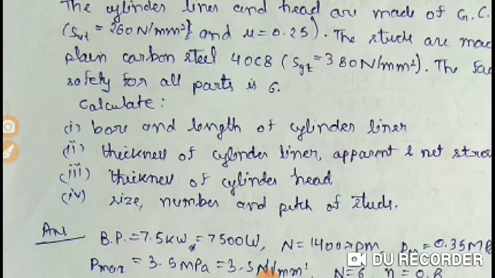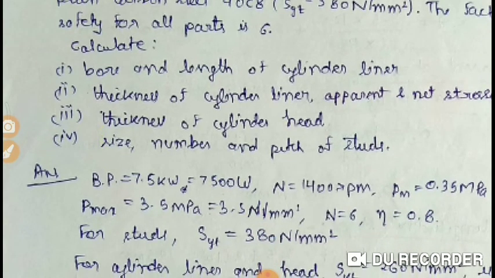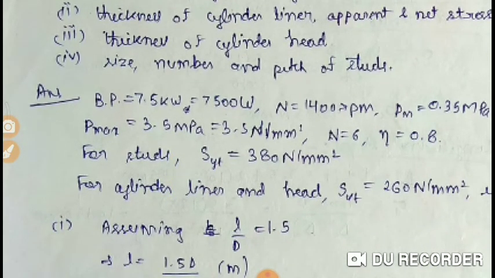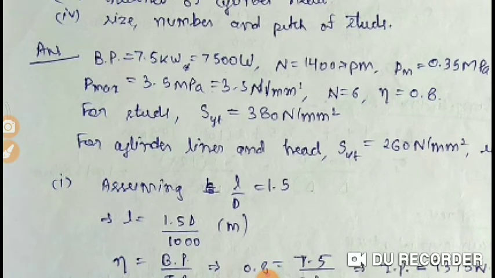Now calculate the bore and length of the cylinder. Yes, bore and length we can calculate very easily. Next is the thickness of the cylinder liner, apparent and net stresses. All the data asked in the question has been calculated by us in the previous theory. Then the thickness of the cylinder head, and next the pitch of the studs and number of studs. These are all the values that we have to calculate, and we know the formulas. So just open your data book and start doing the problem.